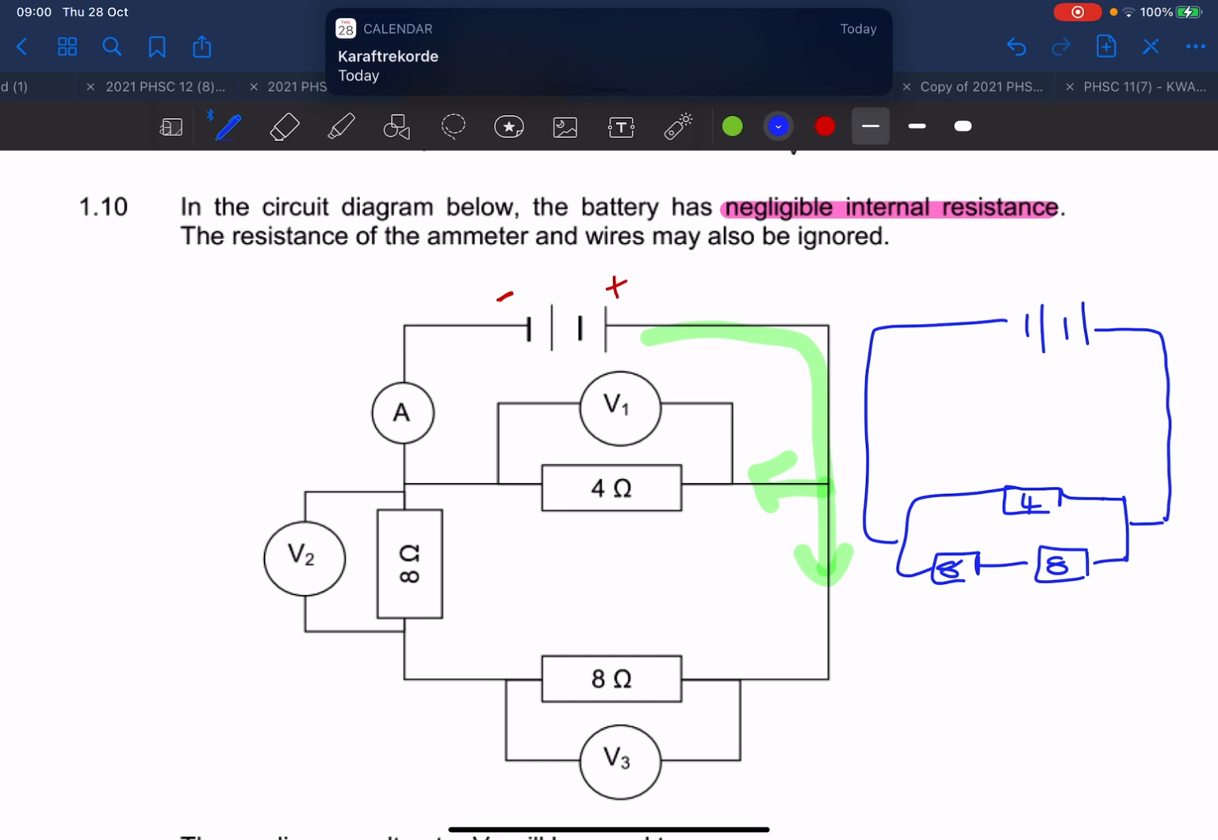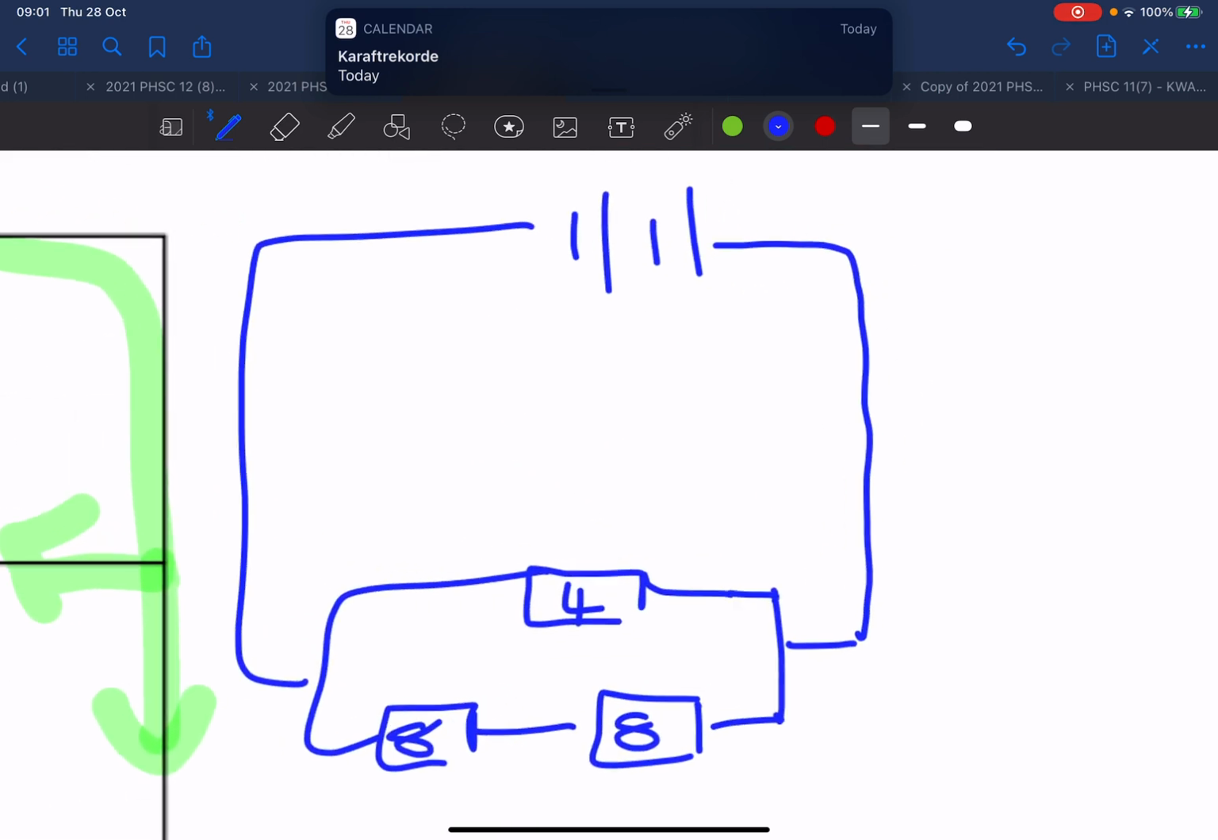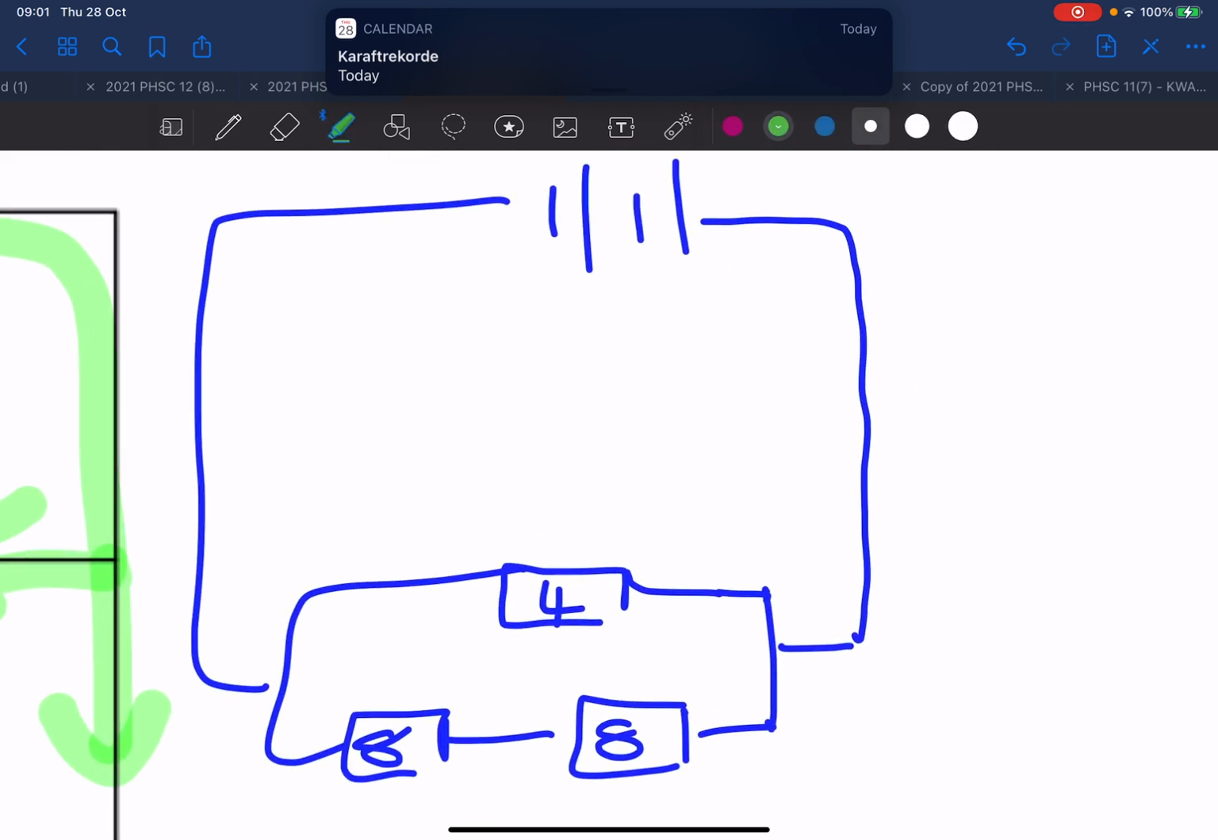Okay, and now the one on our right hand side looks a lot easier. I'm going to zoom in on the one on my right hand side. If I take my highlighter here, I see that the current splits up there and there.